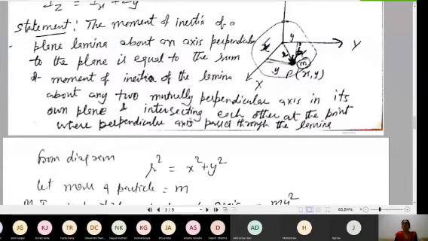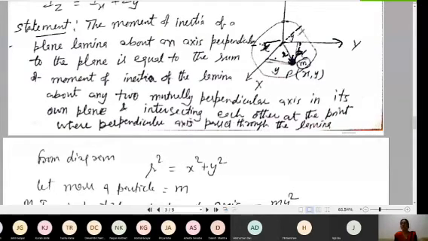If I want to find the moment of inertia about this axis, then the perpendicular distance is x. So I will be writing it as mx² for the moment of inertia about the y-axis. If I want to find it about the x-axis for the same particle, then the perpendicular distance is y. So for this particle, it will be my².